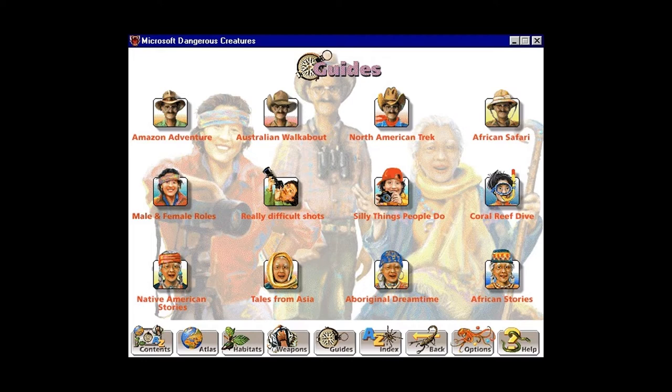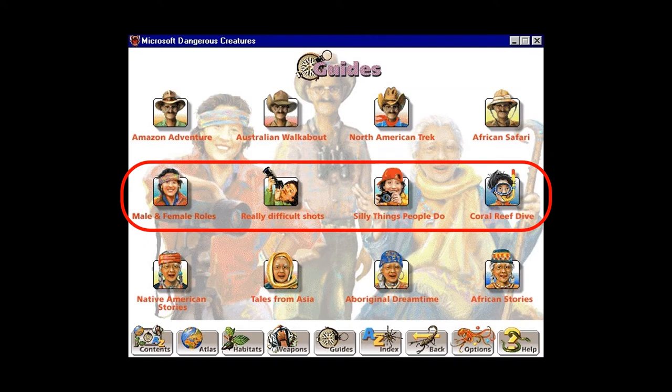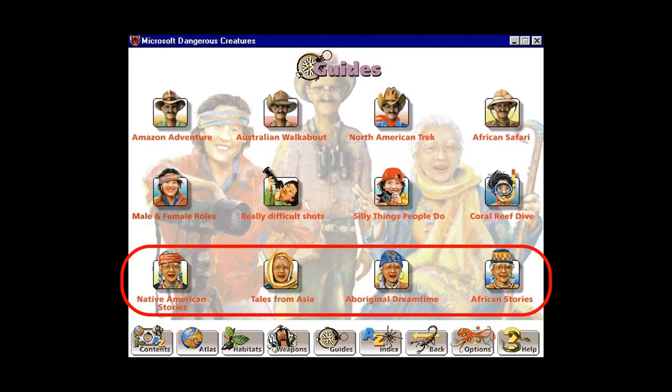There are 12 tours in total, divided between 3 guide narrators. The first 4 are done in the style of actual nature tours, the next 4 cover some general topics, except the last one, which is another proper tour-style one, and the last 4 are stories from around the world.